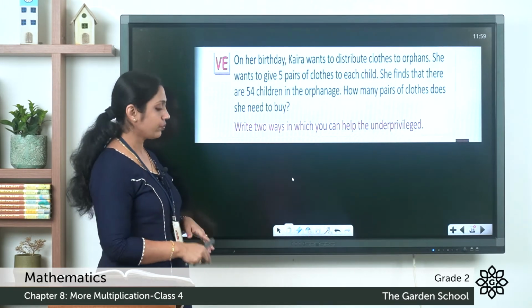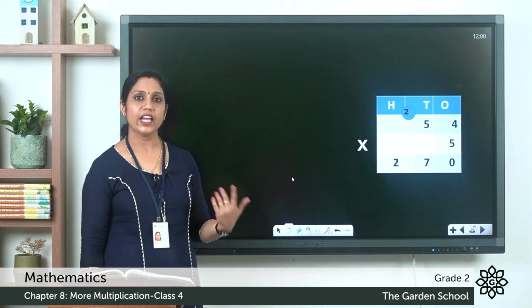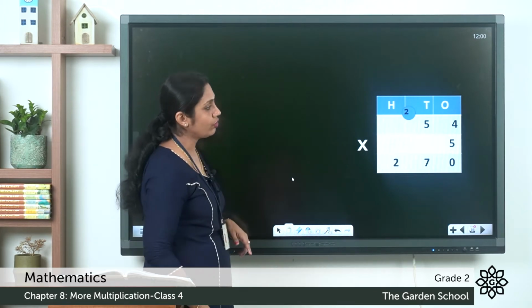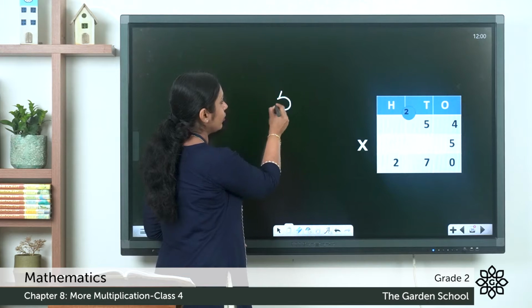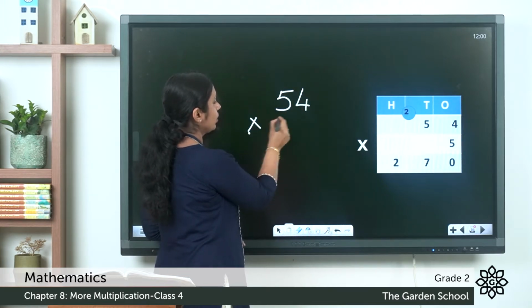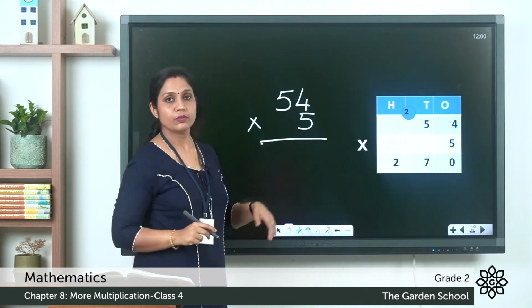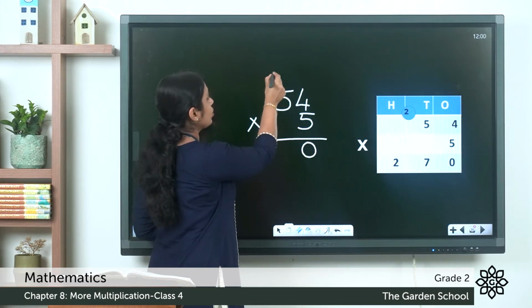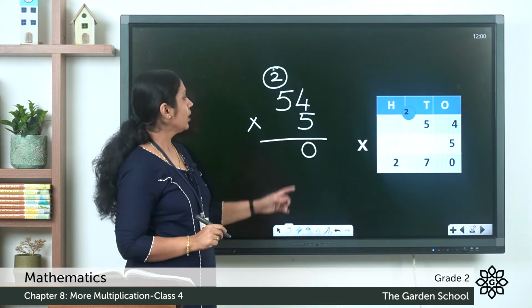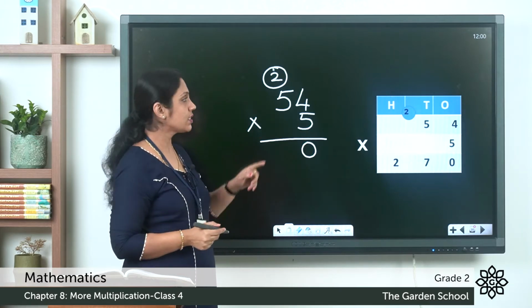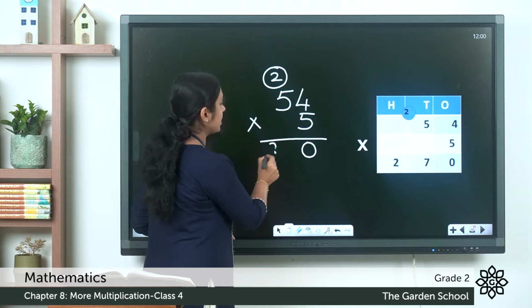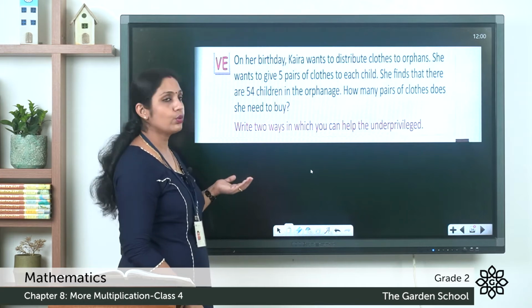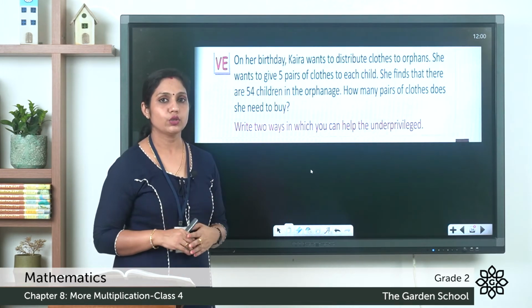That is our question. So 54 into 5, when we multiply 54 by 5, we get the answer. So how can you do 54 into 5? We'll start with the ones position. 5 fours are 20. So write 0 here and 2 will carry over to the tens place. 5 fives are 25 plus 2, so it is 27. So the answer is 270. So she should buy 270 pairs of clothes to donate to the orphans.